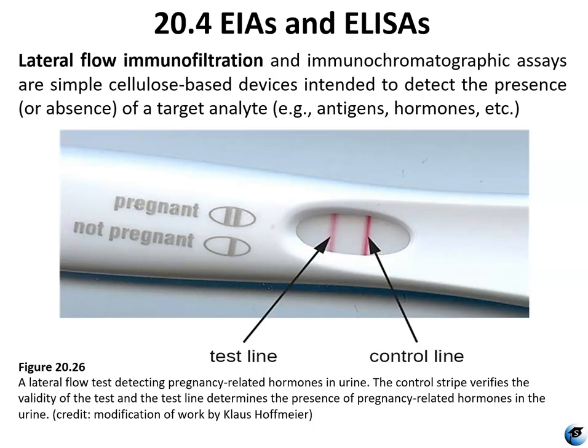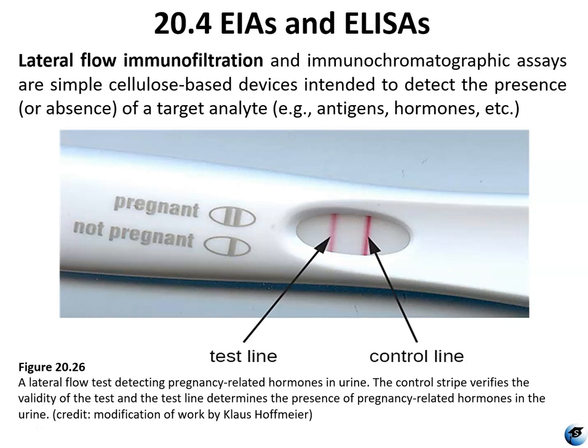Your lateral flow immunofiltration and immunochromatographic assays, these are very simple. They occur on cellulose, so basically fancy filter paper. And they are quick and easy ways to screen for different diseases. They can detect the presence or absence of antigens, hormones. This figure 20.26 is showing a lateral flow test that is used very routinely in over-the-counter pregnancy tests. It is a very simple, straightforward test.